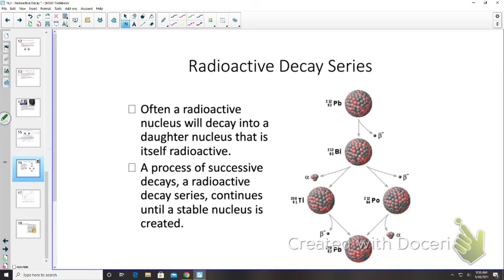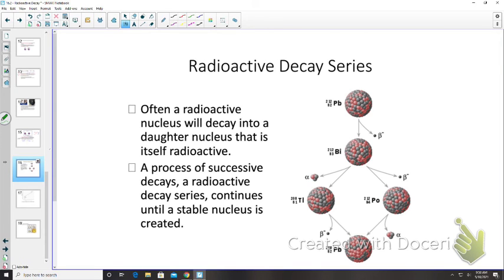Okay, so next thing we'll talk about is the radioactive decay series. So often a radioactive nucleus will decay into a daughter nucleus, and this daughter nucleus is itself radioactive. So if it's radioactive, it is unstable. So it will decay again until it becomes stable. And that is the radioactive decay series.